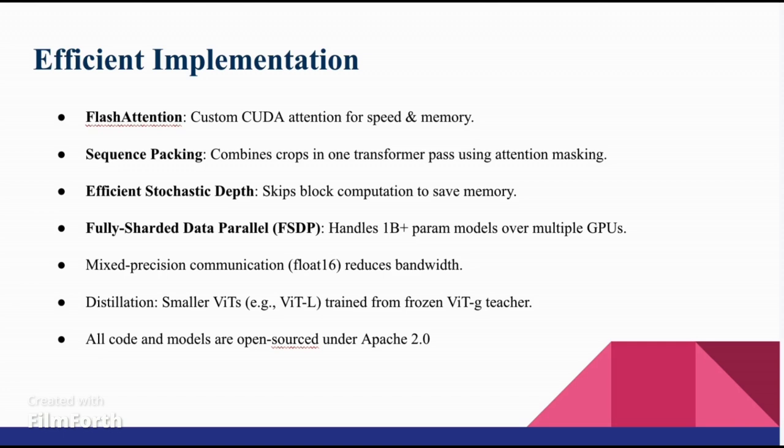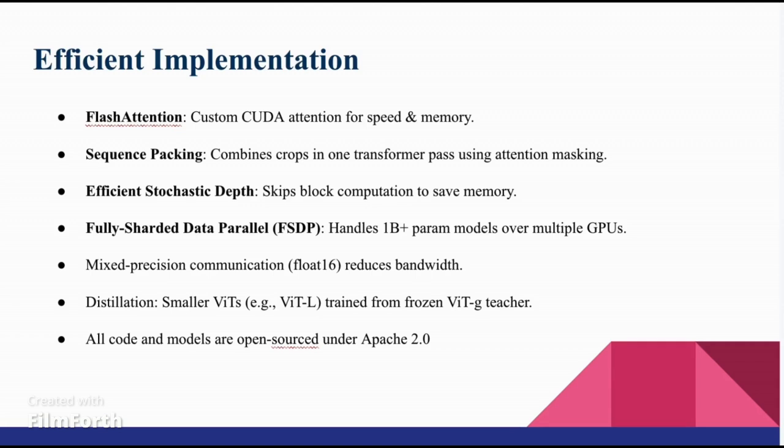In standard DINO training, images are processed in multiple crop sizes, for example 98 and 224 resolution. Normally, these require separate forward passes, but with sequence packing, they combine all crops into a single long token sequence and use a block diagonal mask to restrict cross attention. This gives a significant speed up. Next is the efficient stochastic depth. Instead of applying dropout to outputs, this skips entire residual blocks during training. It saves compute directly and helps scale up to high drop rates of up to 40%.